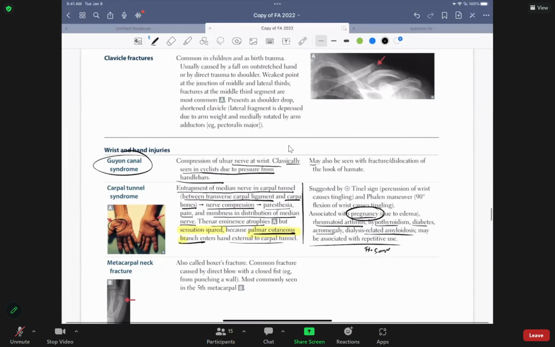Look at this. It's all there, folks. It's the hamate and stuff. So, okay, that's the idea.